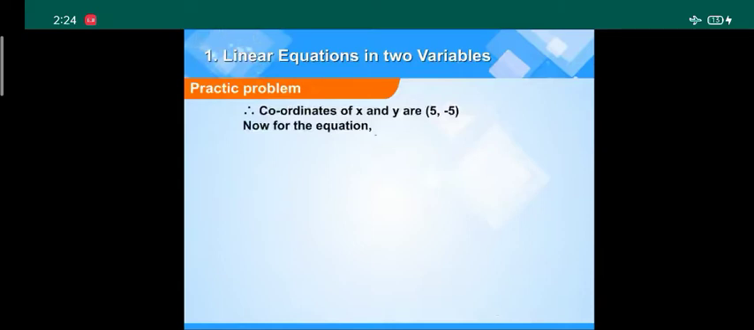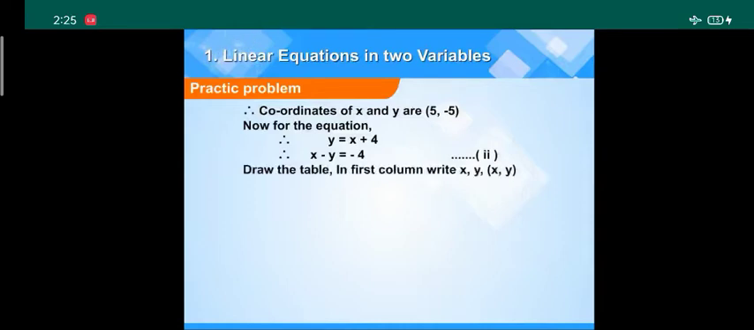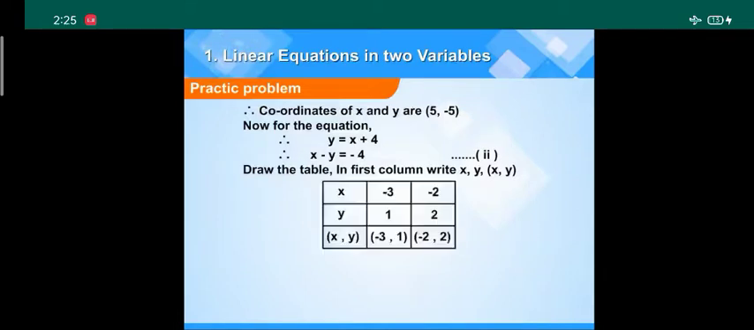Now for the equation y is equal to x plus 4. Therefore, x minus y is equal to -4. This is equation number 2. Draw the table. In the first column, write x, y and xy.